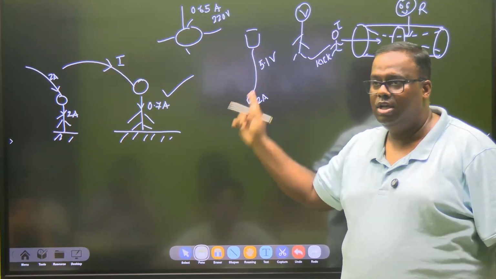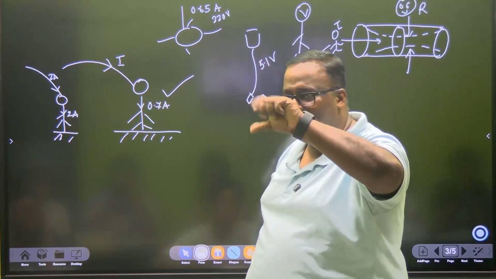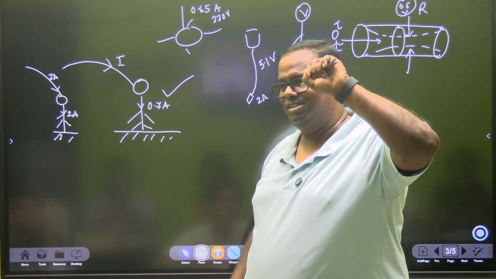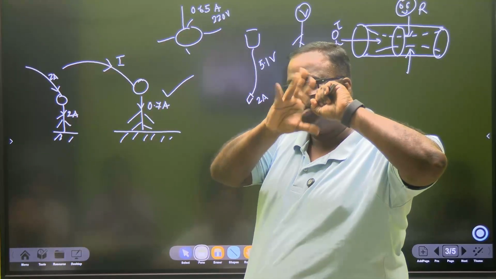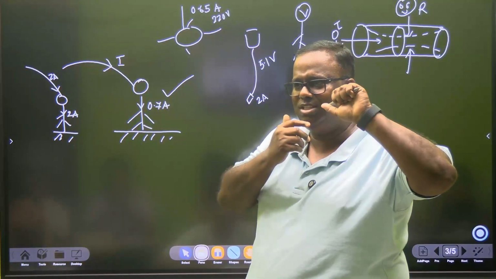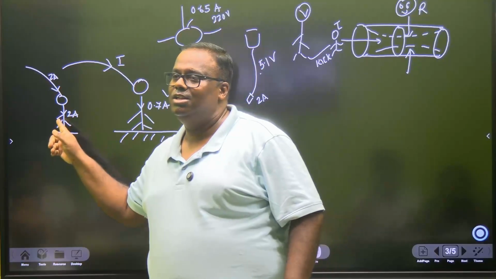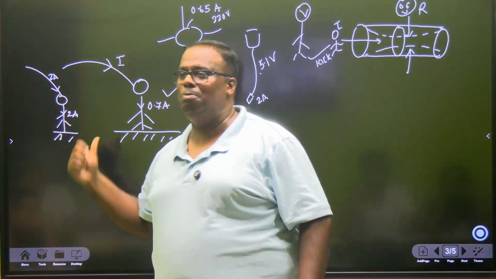5.1 volt is sufficient for your mobile phones to drive 2 ampere. Your mobile phone is a very good conductor. All circuits are there. It cannot be a resistor. 5.1 volt is not sufficient to make 2 ampere pass through your body. Have you understood?